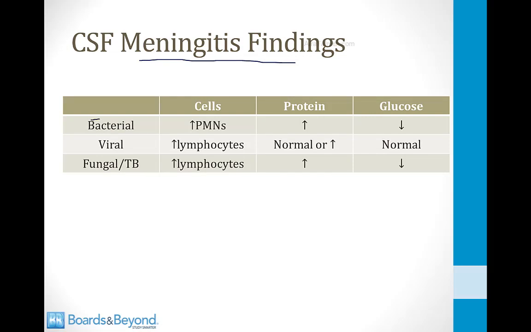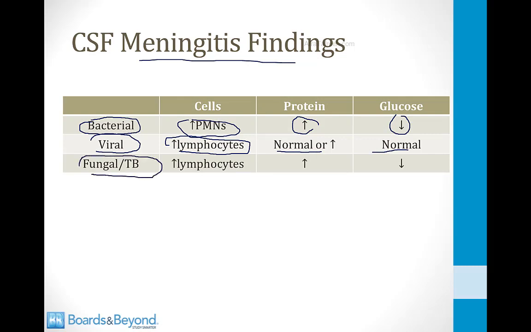So in bacterial meningitis, you will see increased levels of polymorphonuclear lymphocytes, or PMNs, and that's what you'll see in the cell counts. The protein level will be increased and the glucose level will be low, and a lot of people remember this by thinking that the bacteria eat up the glucose and cause the level to be low. In viral meningitis, you see increased numbers of lymphocytes in the cell count. The protein level is normal or slightly increased, and the glucose level is normal. And then finally, in fungal or tuberculosis meningitis, which are very rare, you see high levels of lymphocytes, high protein, and also low glucose here.